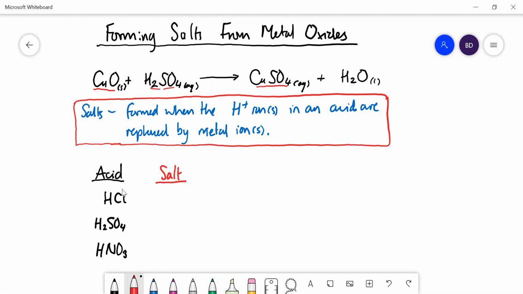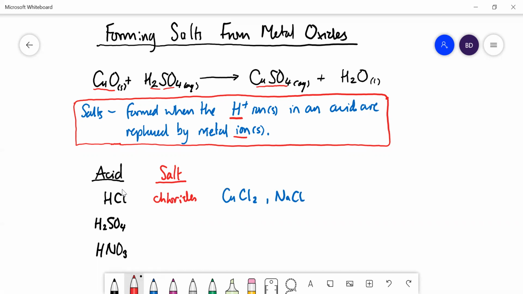Okay, so we need to say what is a salt. Well, most people's definition of a salt would be it's the compound formed when the H+ ions in an acid are replaced by metal ions. Okay, so if we have hydrochloric acid here, the salts that you're going to get are going to be called chlorides. So we could have an example of that. We could have copper chloride and sodium chloride. They're both salts.